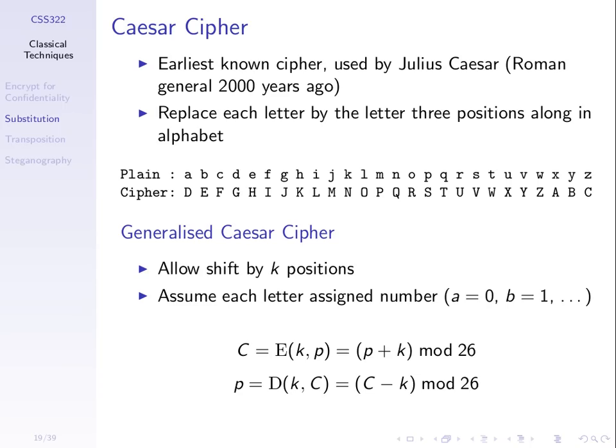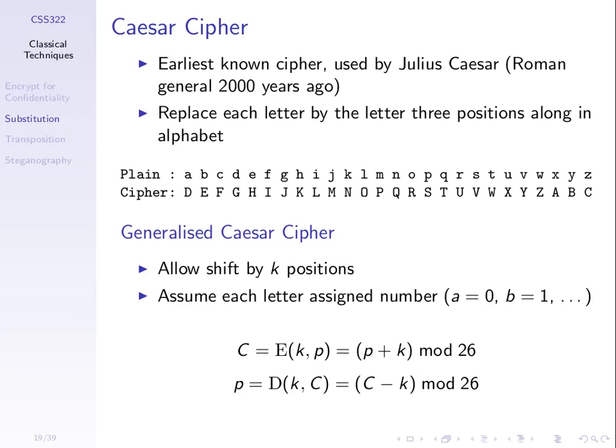So if the input plain text is the letter A, then the output ciphertext will be the letter D, because D is three positions to the right. And if the input letter is N, the output would be Q. If the input is Z, the output is, we wrap around and we get to C. Okay, so we have this wrap around at the end. That's the Caesar cipher.